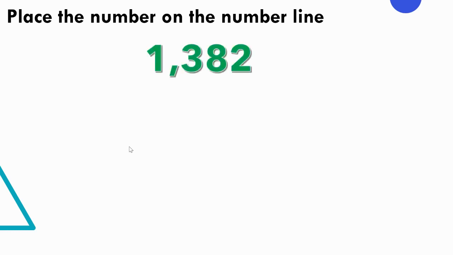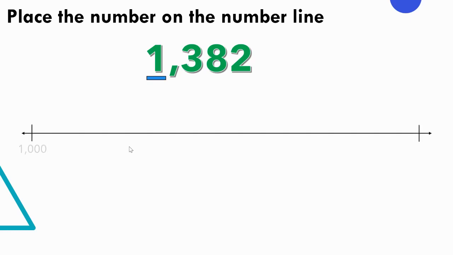Now let's go ahead and place the number 1,382 on the number line. We can see that there's 1,000 in 1,382. So our number line is going to start at 1,000. One more 1,000 than 1,000 is 2,000. So our number line is going to end with 2,000. We can go ahead and separate our number line into 10 equal parts. There are 10 hundreds in between 1,000 and 2,000. So each mark is going to represent 100.